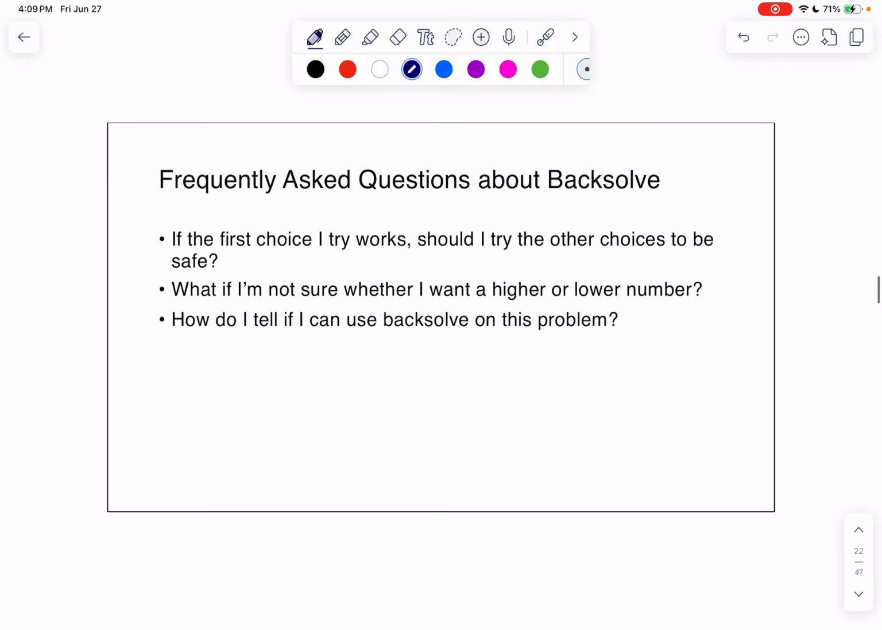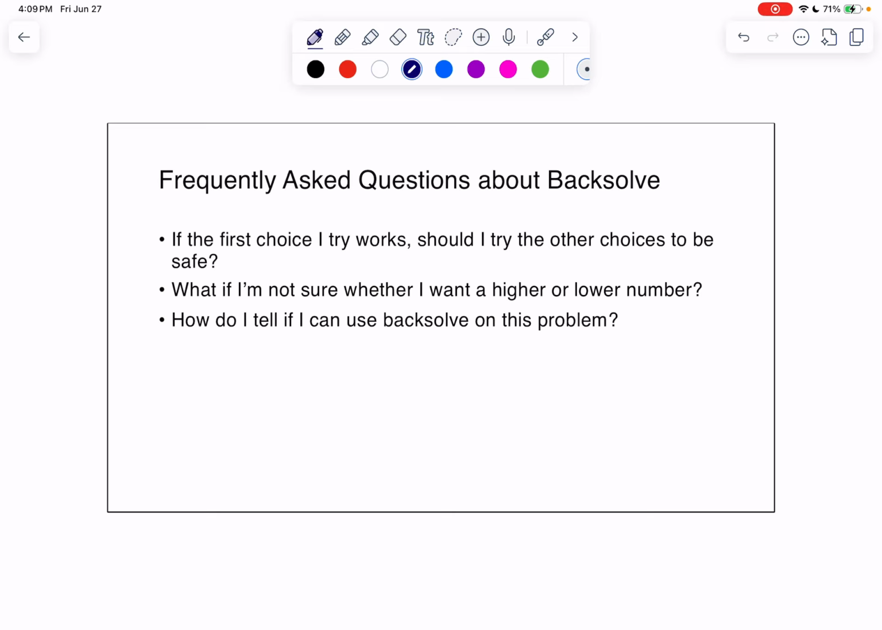So, some frequently asked questions about Backsolve. If the first choice you try works, should you try the other answer choices just to be safe? As we said, no. Once you find the right one that works, you don't have to. It's not like plug-in. If you're not sure whether you want to go higher or lower, don't worry about it. If it's easy to tell, great. That saves you a little bit of time. If you can't tell, just pick a direction and go. There's a chance that you'll find the answer choice before you've even figured out which direction to go. So don't stress about needing to go bigger or smaller. Sometimes you really can't tell. Just pick a direction and go.